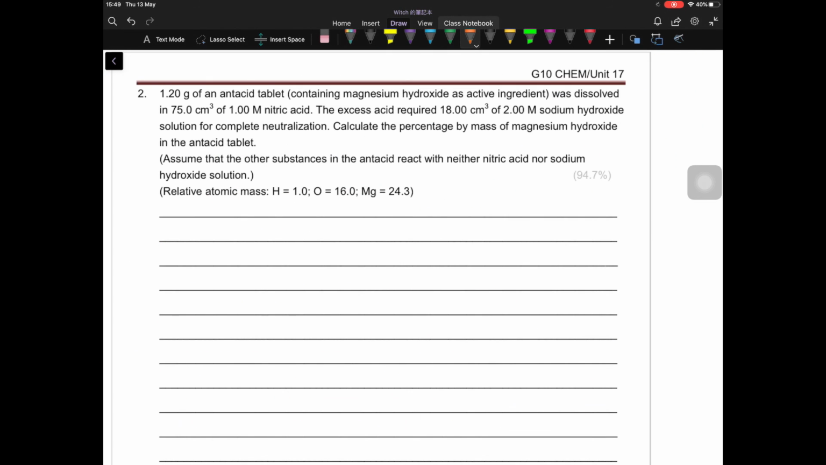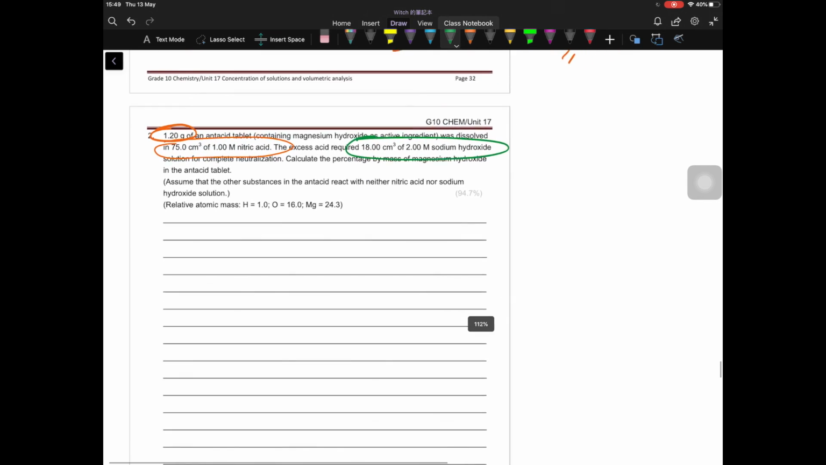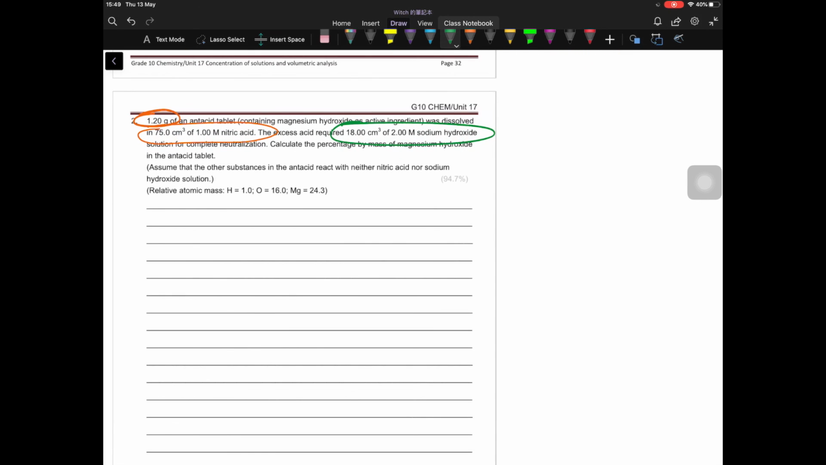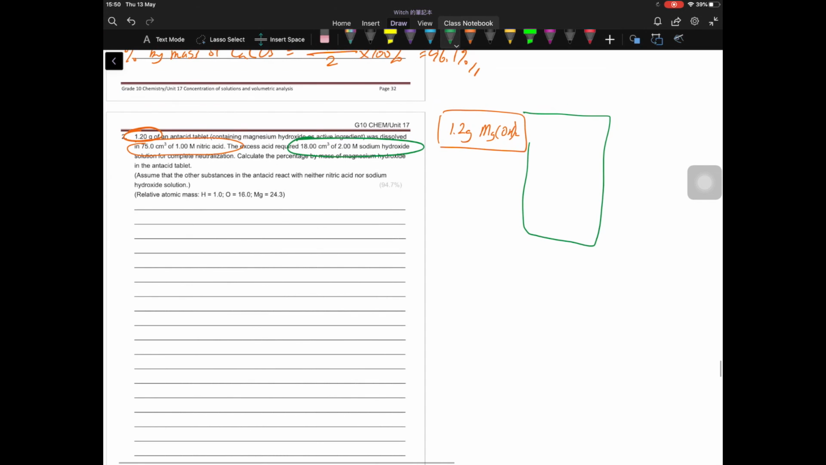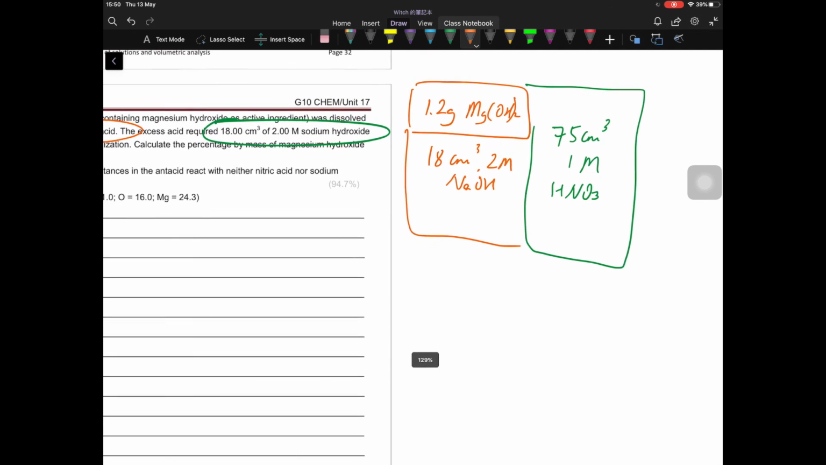Here we have an antacid. So you can see I try to use different colors to illustrate different chemicals, and again draw the pictures or diagram for us to understand. This is magnesium hydroxide, and this is used to react against nitric acid in the stomach, and the sodium hydroxide is used to react with the acetic acid. So you can see that's why this is important.